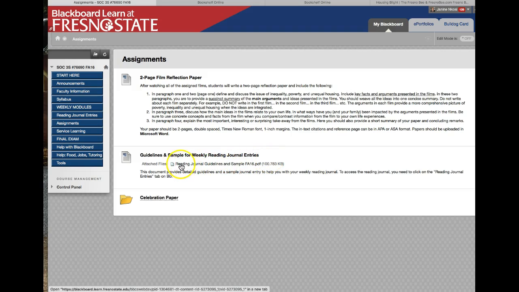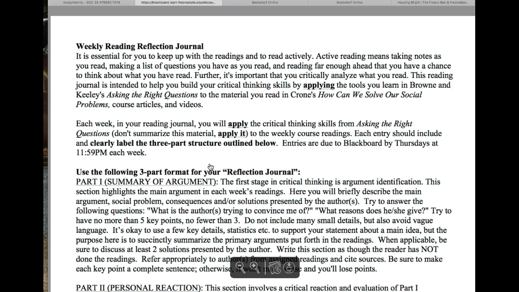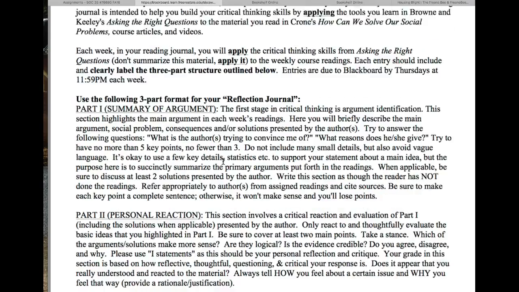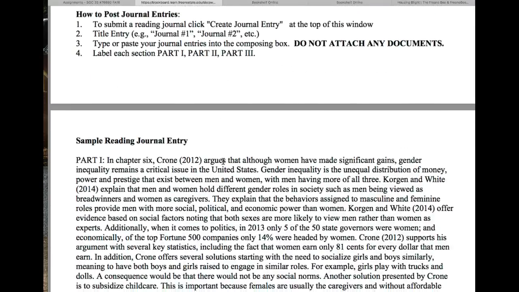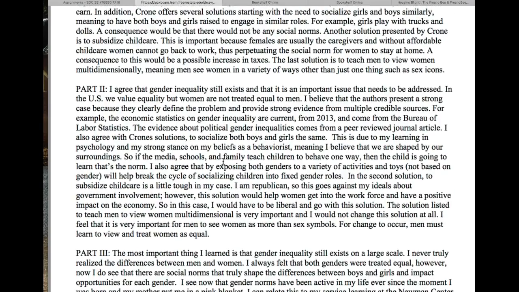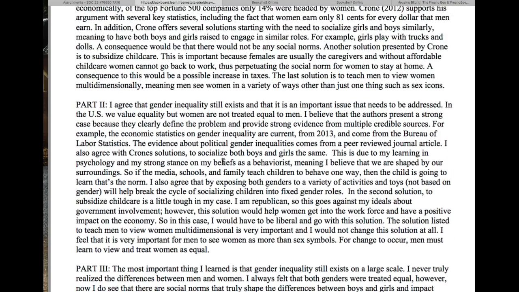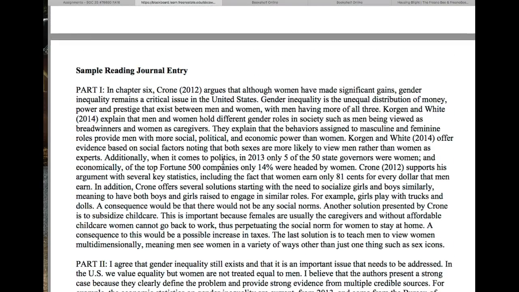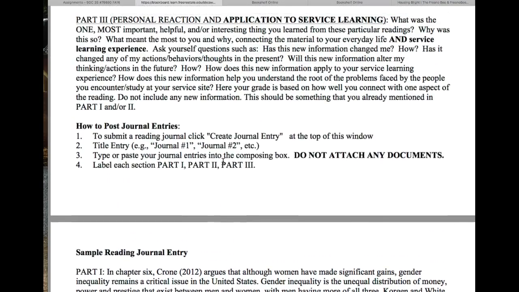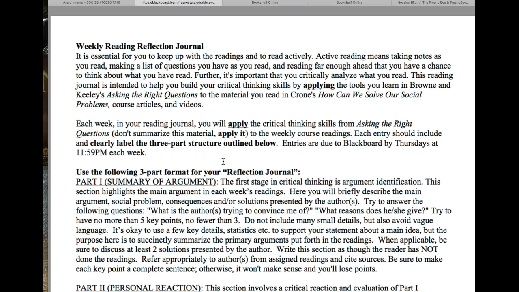And if you click on this document right here, it's a PDF, that's going to open up the guidelines, and that's on the first page. And then if you scroll down, here is a sample reading journal entry that a former student from another class posted that I think provides a really solid example of what you need to do for your entries each week. So let's go ahead and we will go over this document first, and then I'll show you where you go to upload your journal entry every week.